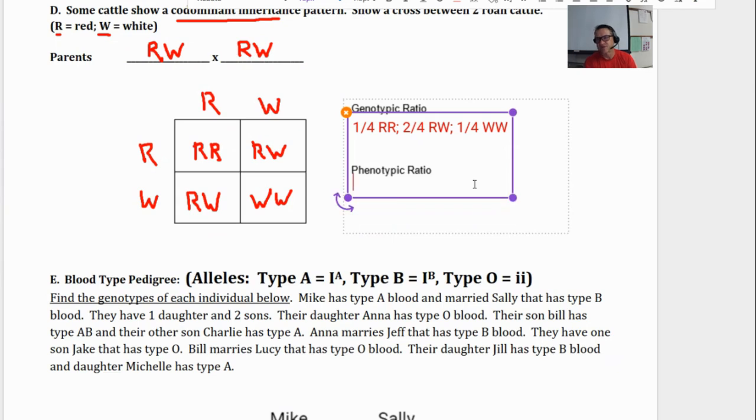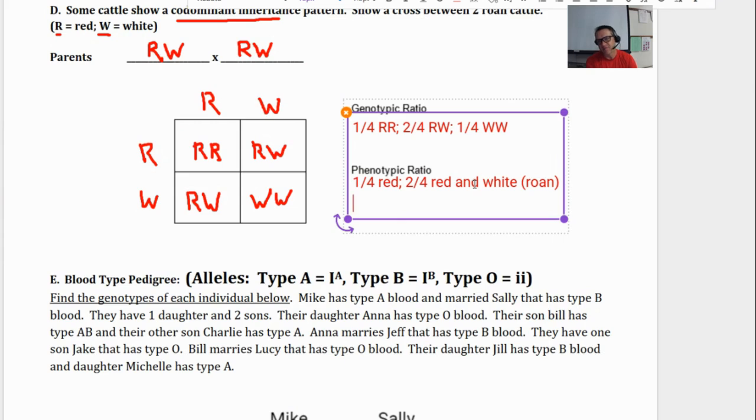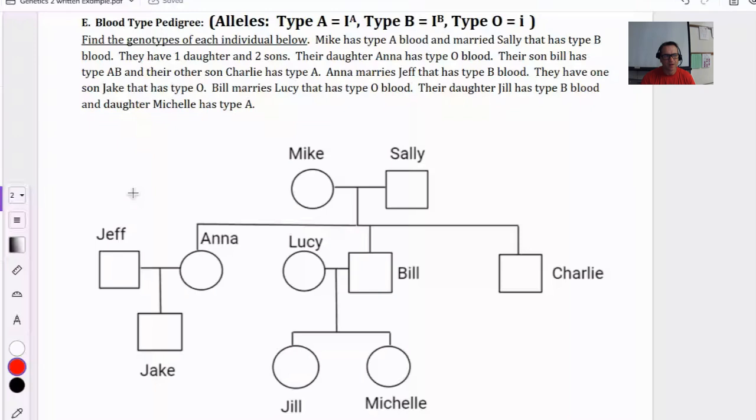Phenotypic ratio, what do these cows look like? Well, the one on the top left, RR, is going to be red. So 1 out of 4 will be red. Top right, bottom left, RW. 2 out of 4 will be red and white, which remember that means roan, same as roan. And the bottom right, WW, 1 out of 4 will be white. All right, so there's that one.